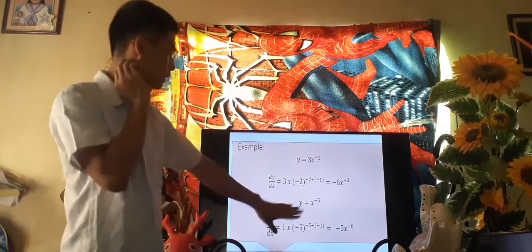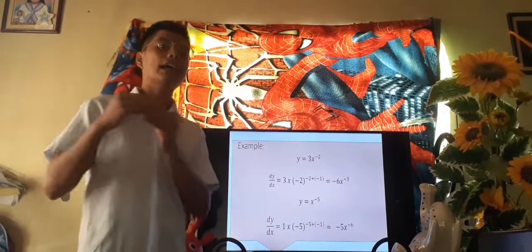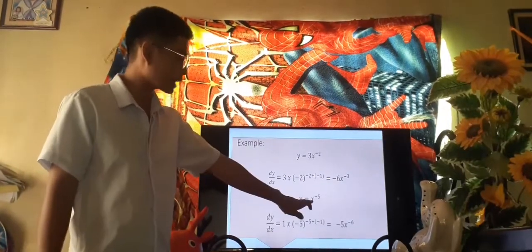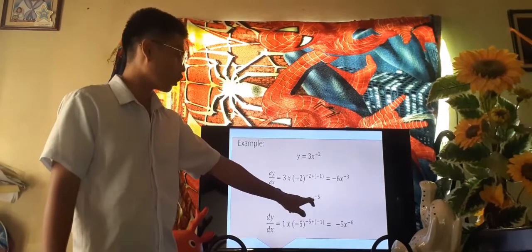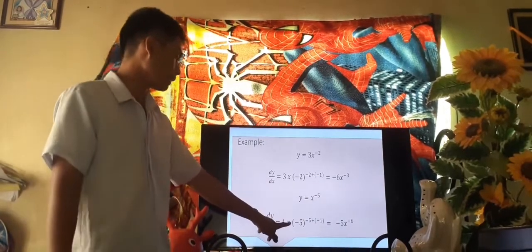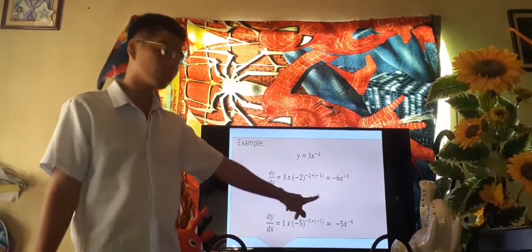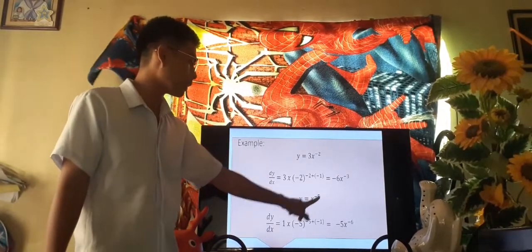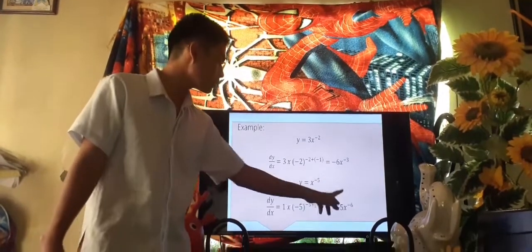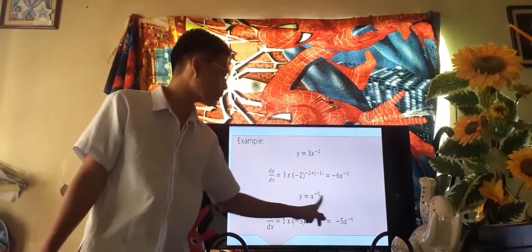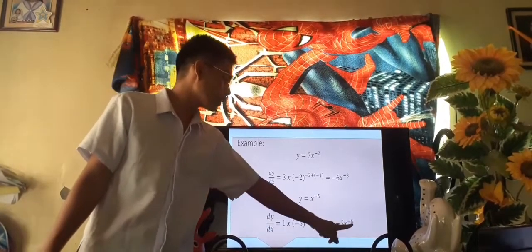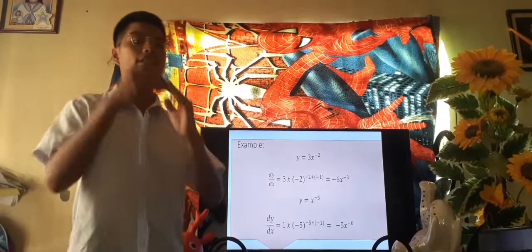Ganun lang guys. At ganun din ang gagawin natin dito sa next natin na example. So, 1, kasi nga, sabi natin, pag variable lang siya, meron siyang 1 sa una. Yun ang invisible 1 natin. So, 1 times yung kanyang exponent, which is yung negative 5, tapos yung kanya naman exponent is i-add natin sa negative 1. So, equals negative 5, copy natin yung variable, and then, negative 5 plus negative 1 equals to negative 6. So, ganun lang guys yung ating fifth rule.